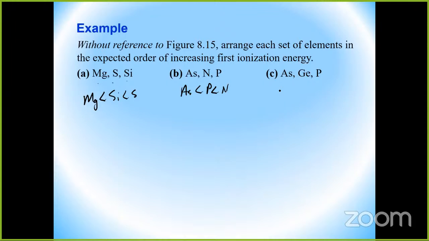Germanium and arsenic are in the same period, while phosphorus and arsenic are in the same group. So which of these would you expect to have the lowest first ionization energy? Germanium, followed by arsenic, and then, of course, phosphorus. So that's basically how that is done.